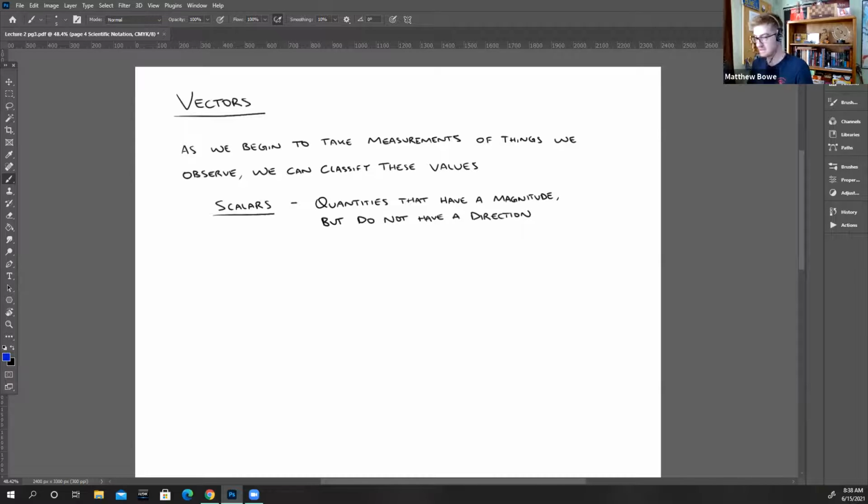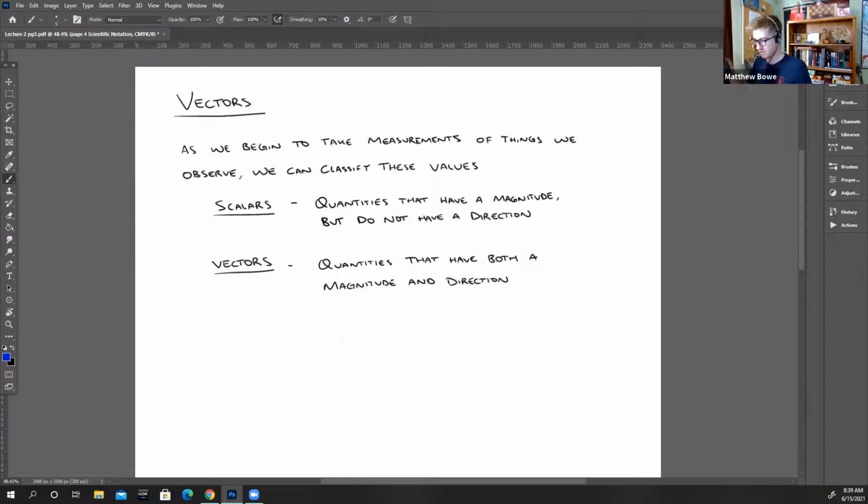Scalars are quantities that have a magnitude but do not have a direction. So the direction is not important or not connected to these values. Like how much mass something has, this dumbbell weighs 500 grams. That is just a value. Or this distance is 5 meters. These are just values that have a size. So magnitude is just the size, but no direction.